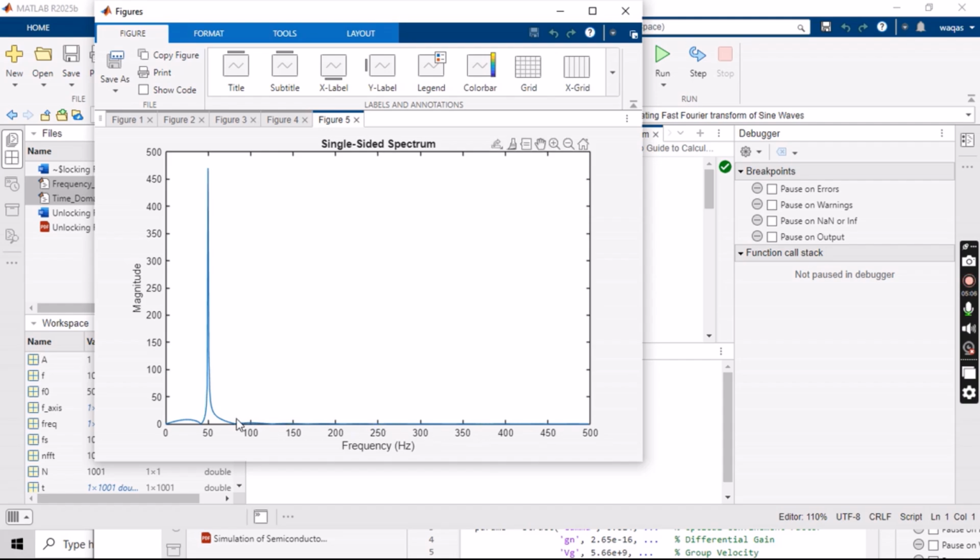Frequency is in hertz, so our frequency is about 0 to 100, so that's why it provided the magnitude according to the 0 to 100 levels. Okay, thank you.